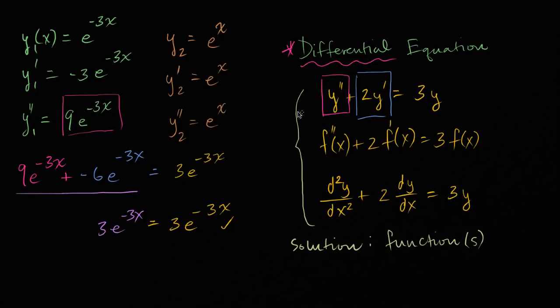And so if I have the second derivative, let me just do it in those same colors. The second derivative is going to be e to the x plus 2 times e to the x, which is indeed going to be equal to 3 times e to the x. This is absolutely going to be true. e to the x plus 2e to the x is 3e to the x. So y2 is also a solution to this differential equation.